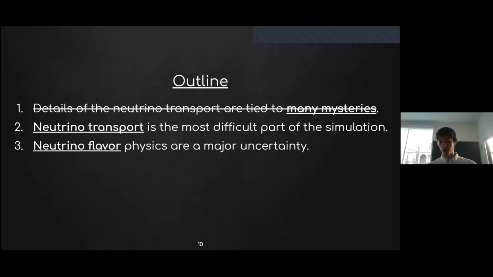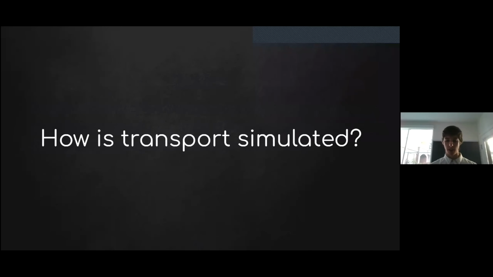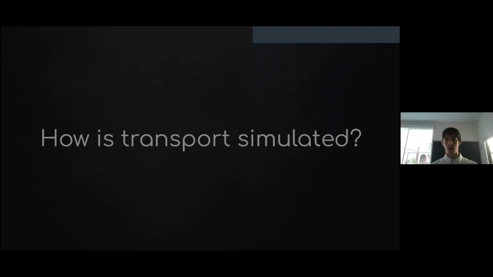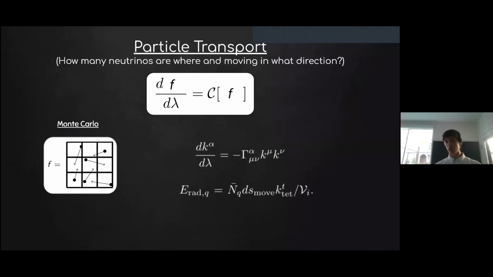So let's talk about neutrino transport. That is understanding precisely how neutrinos move around and carry around energy and lepton number in these simulations. The Boltzmann equation is the equation that describes all of this, and on the surface it's very, very simple.